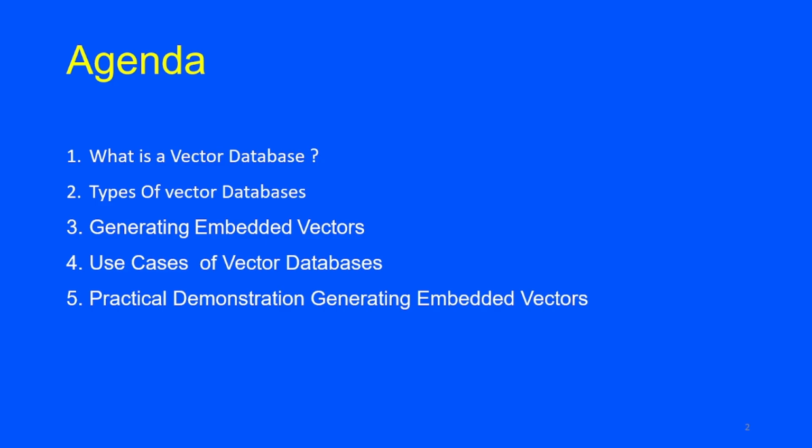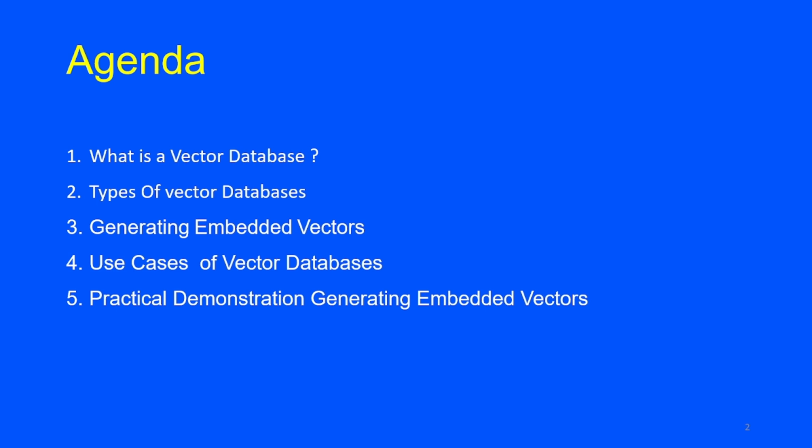As part of this tutorial, we are going to understand the things mentioned here. First, what is a vector database? Then we will try to understand the different types of vector databases available now. After that, we are going to see how to generate embedding vectors and insert them into a database. The fourth one, we are going to see the main use cases of vector databases, and finally we are going to see a practical demonstration of generating embedding vectors based on text. So these are the five things we are going to cover.